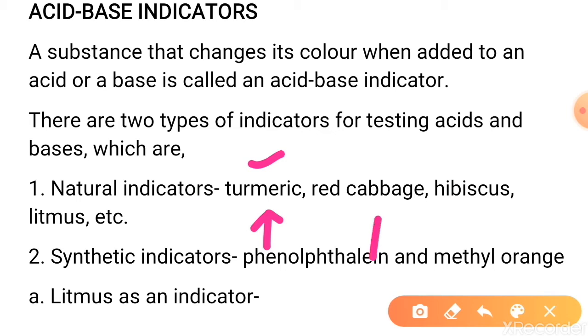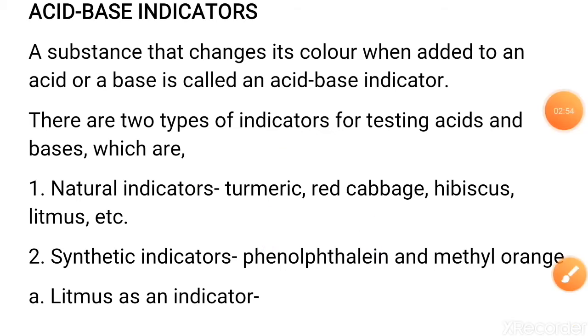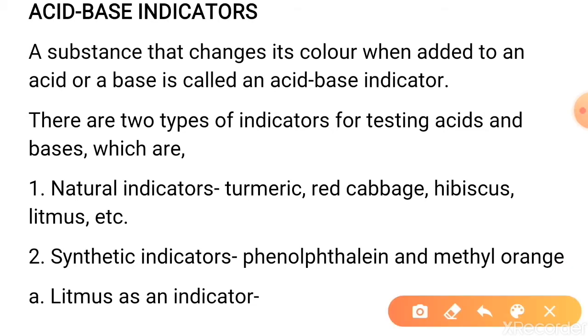Similarly, red cabbage, that is another indicator which gives red color in presence of an acidic compound and green color in presence of a base. Now hibiscus. Hibiscus is also an indicator. We can use either its leaves or the petals of flowers. Hibiscus similarly turns green in presence of base and red in presence of an acid.